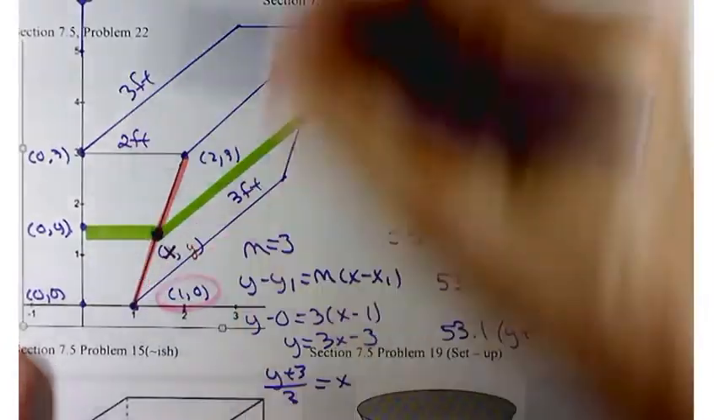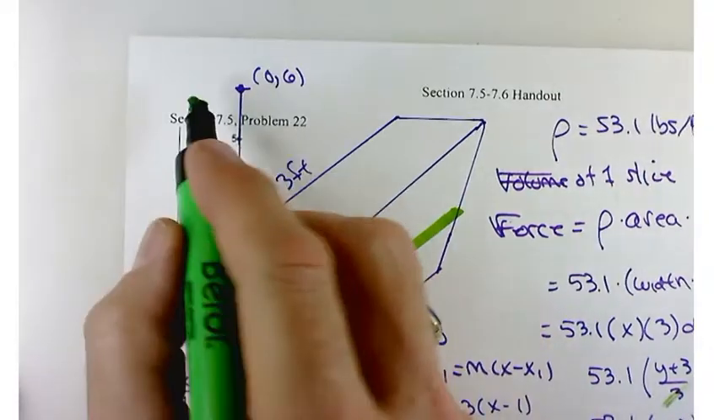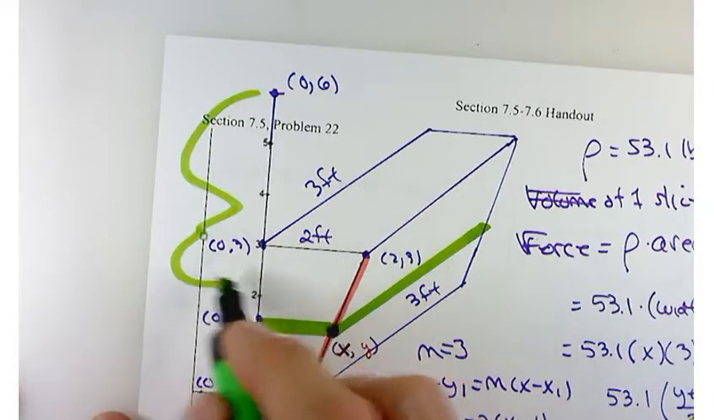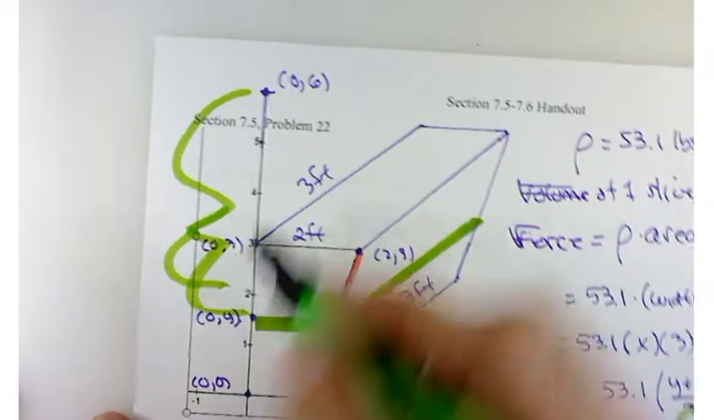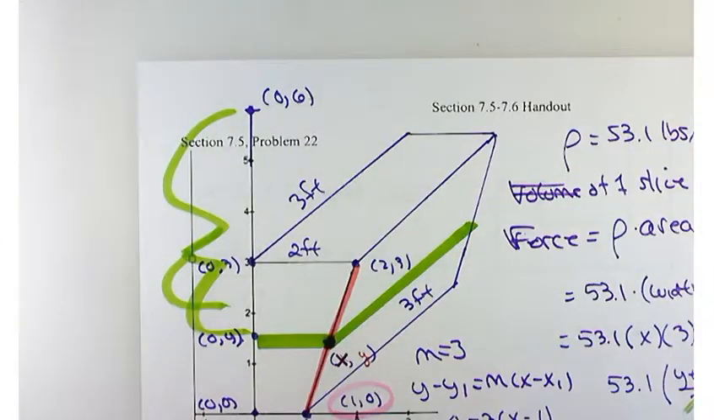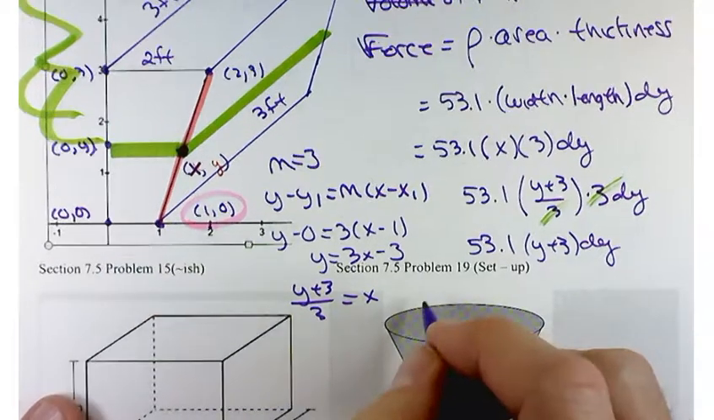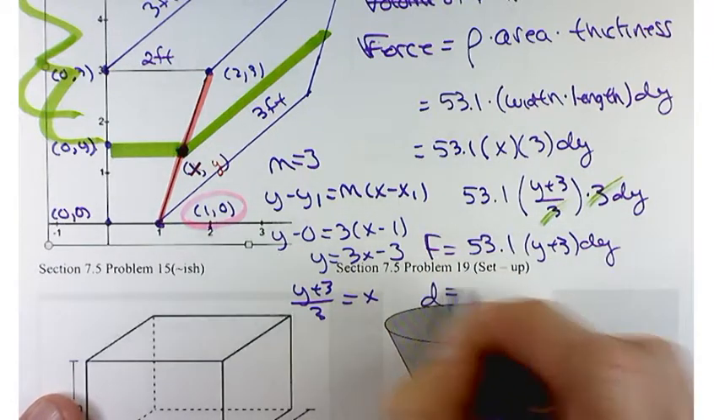Now, how far do I have to move it? In other words, what's the distance that that slice moves? Not quite 6 minus 0. It's going to be this distance right here. 6 minus what? 6 minus y. So distance is going to be 6 minus y. Here's our force. Distance is 6 minus y.